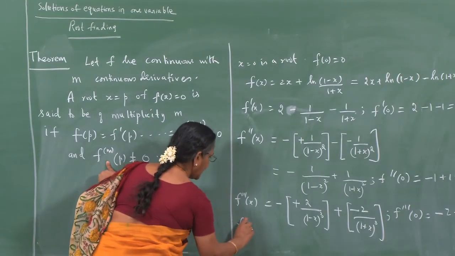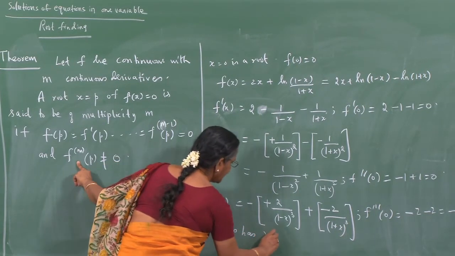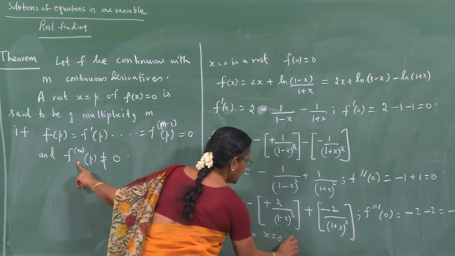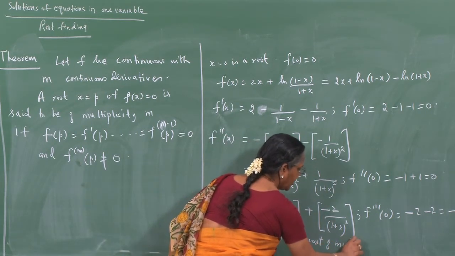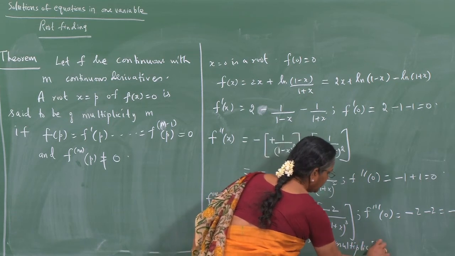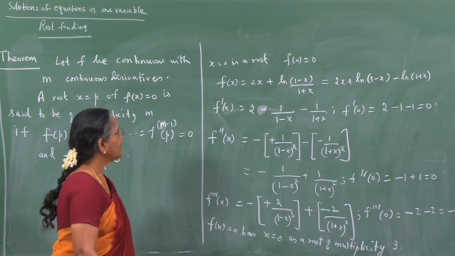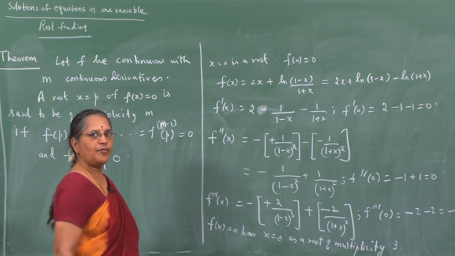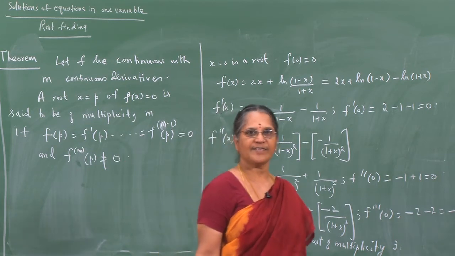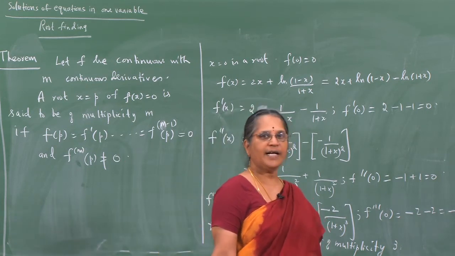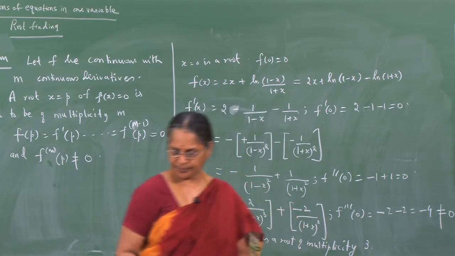The given equation f of x is equal to 0 has x is equal to 0 as a root of multiplicity 3. So, now we know what we mean by a root of the equation f of x is equal to 0 and how we can determine the multiplicity of this root.